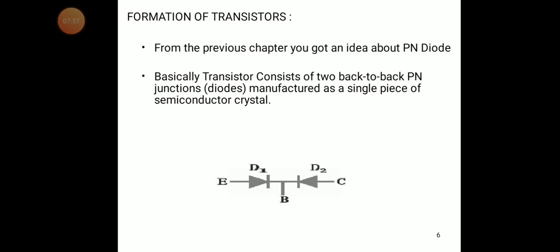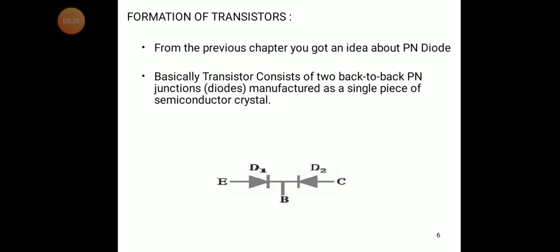Basically, a transistor consists of two back-to-back PN junctions. We can assume like that. Basically, a transistor consists of two back-to-back PN junction diodes manufactured as a single piece of semiconductor crystal. You can see diode 1 and diode 2. The arrow symbol indicates the N type, so that is P, N, N, P.